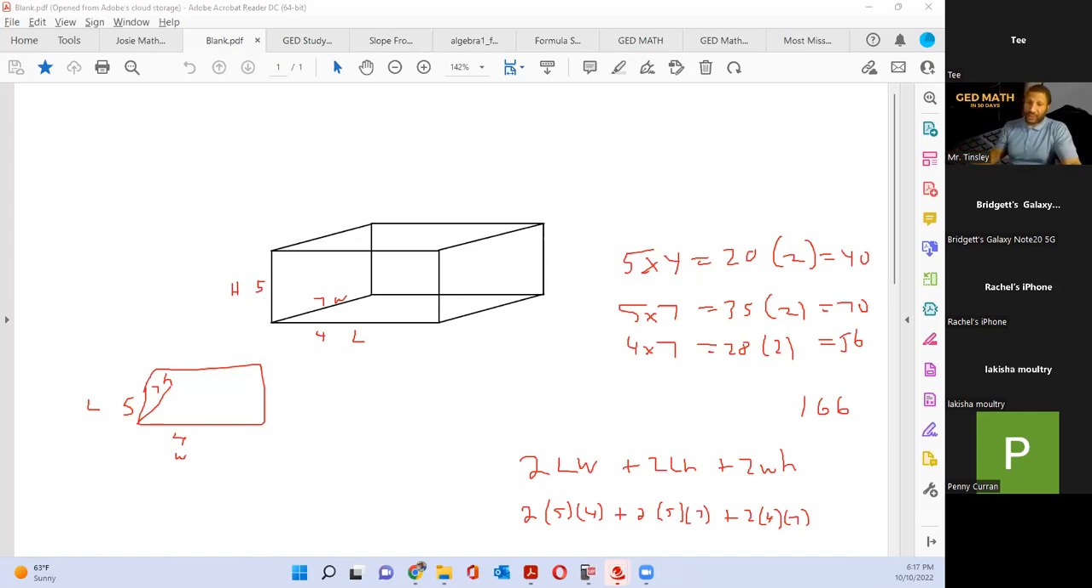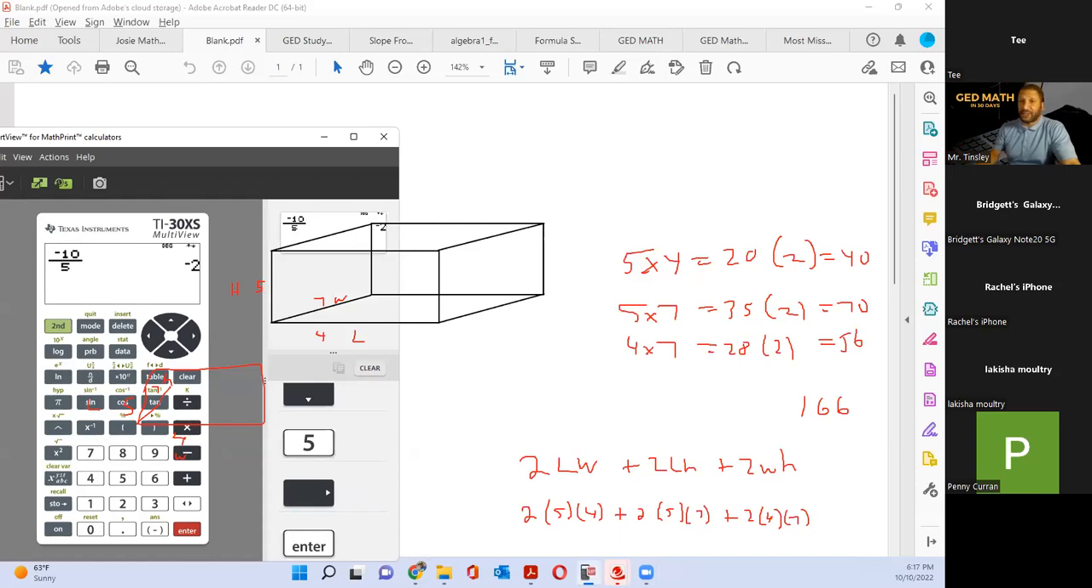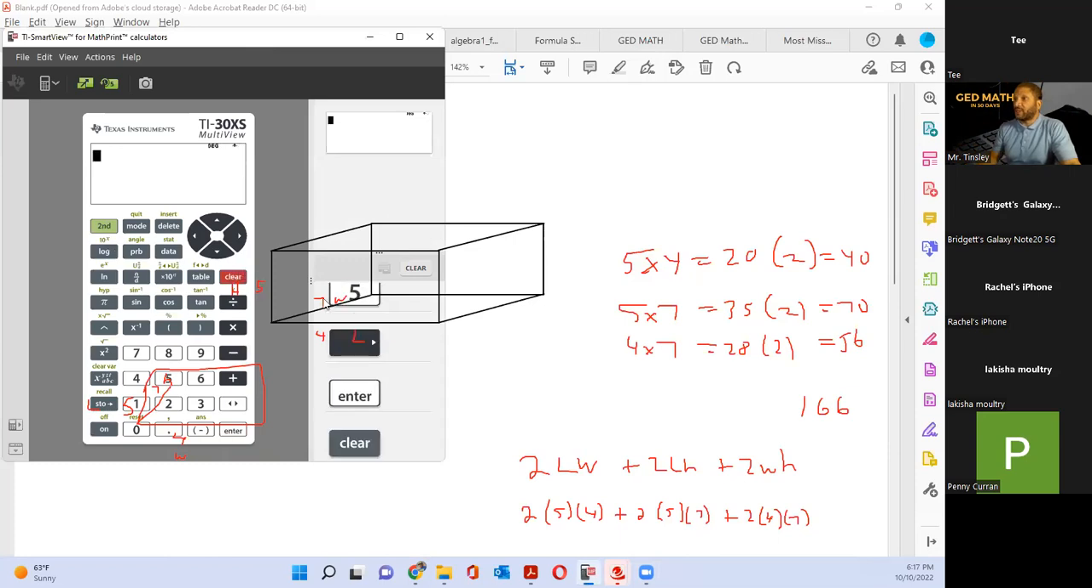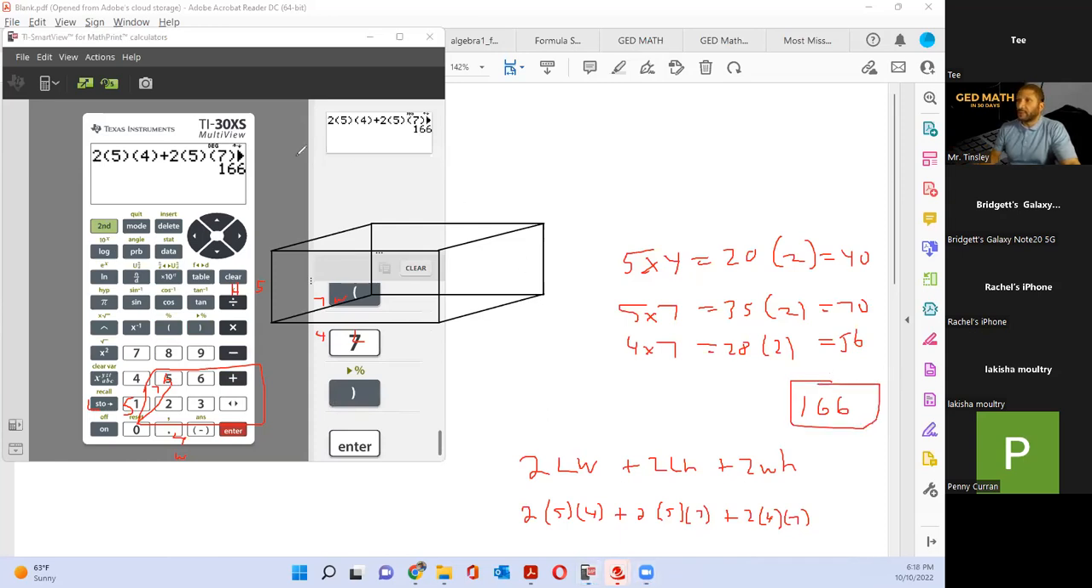And again, if you're using your calculator, it makes it a lot easier, because you don't have to do the calculations yourself. You let the calculator do the hard work for you. 2 times 5 times 4 plus 2 times 5 times 7 plus 2 times 4 times 7. Then we get the same answer. Still got 166.